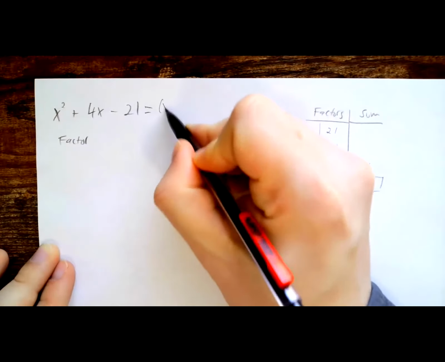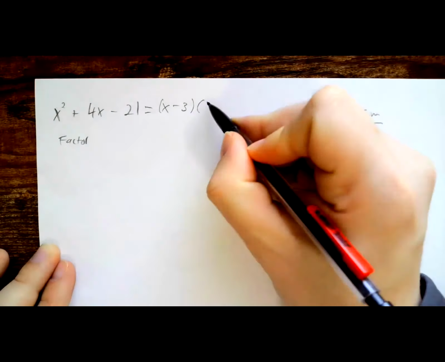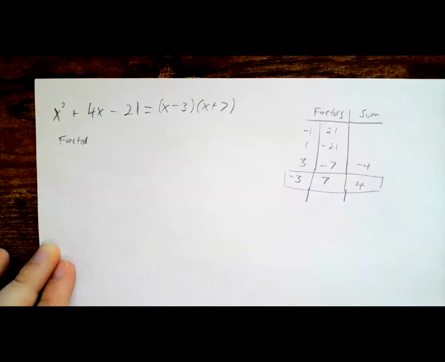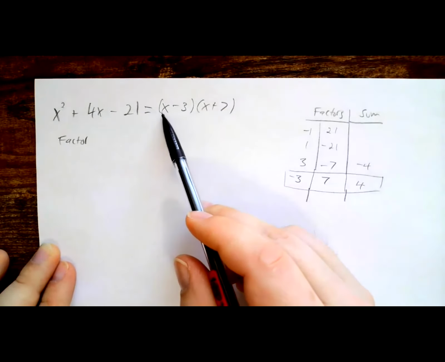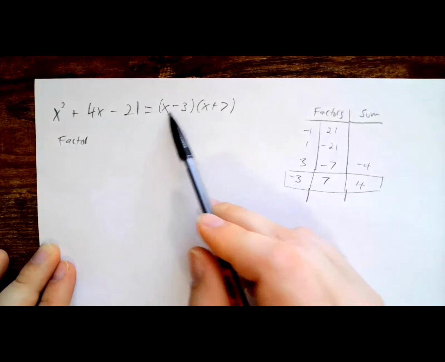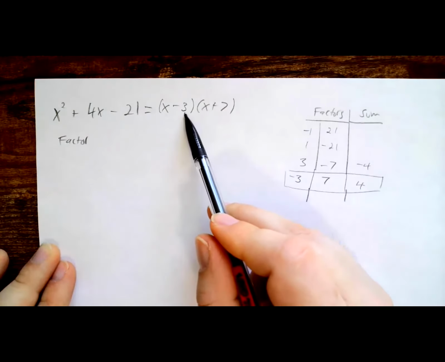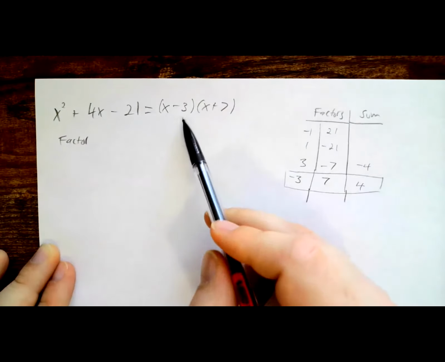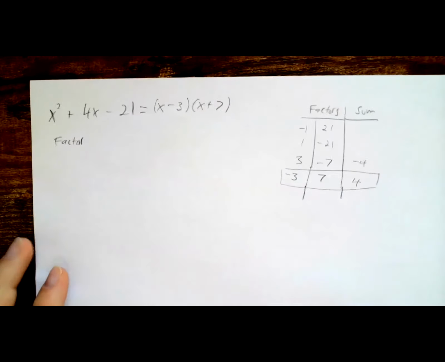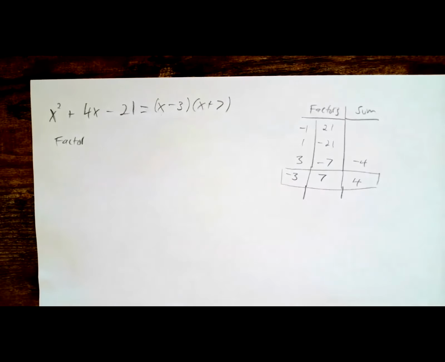So that's going to tell me that x minus 3 times x plus 7 is going to be equal to x squared plus 4x minus 21. And indeed, when you FOIL it out, the first is x squared, the outside is 7x, the inside is -3x, which adds up to 4x. And then finally, -3 times 7 is minus 21. So good stuff. And let's do some more practice.